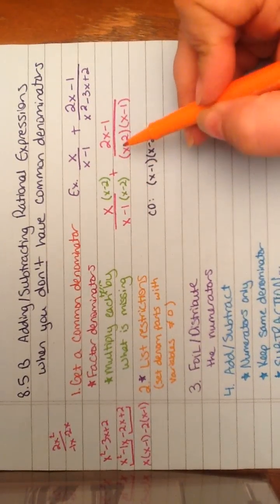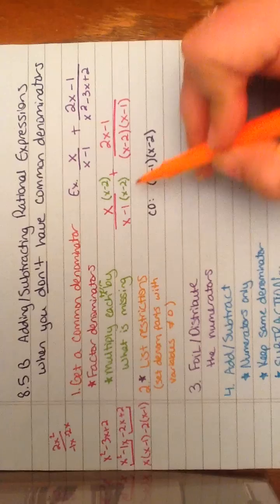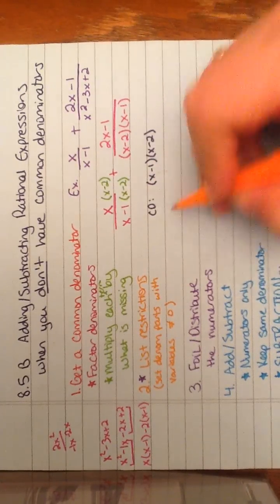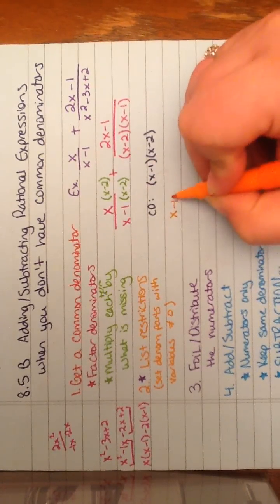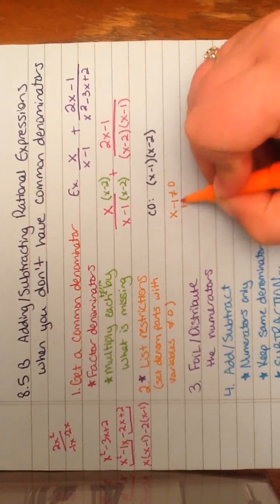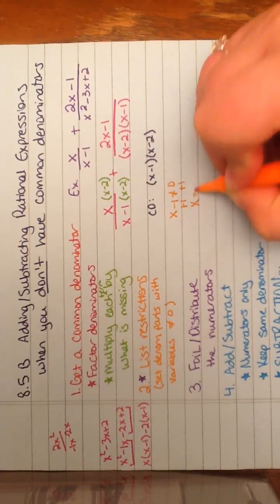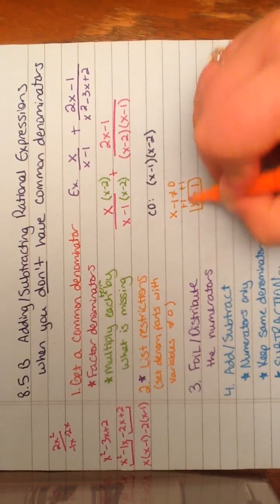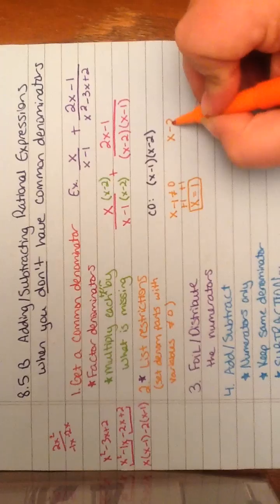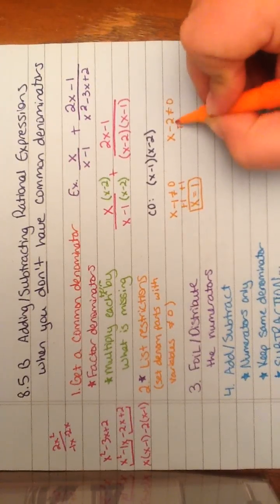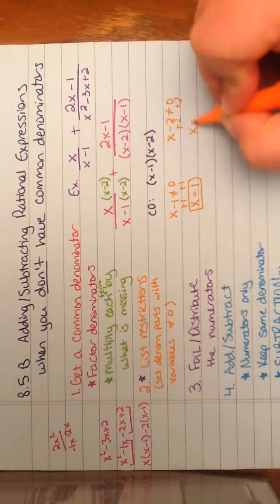Okay, now before I go ahead and do any of that, I want to list any restrictions on the denominator. So where do I have variables in my common denominator? I have x minus 1. That cannot equal 0. So set that not equal to 0 and solve. We get 1. And x minus 2. Set that not equal to 0 and add. We get x cannot equal 2.